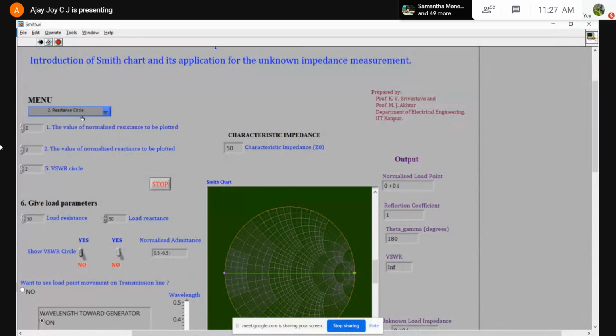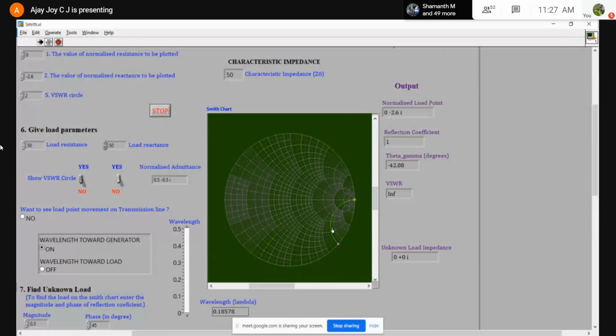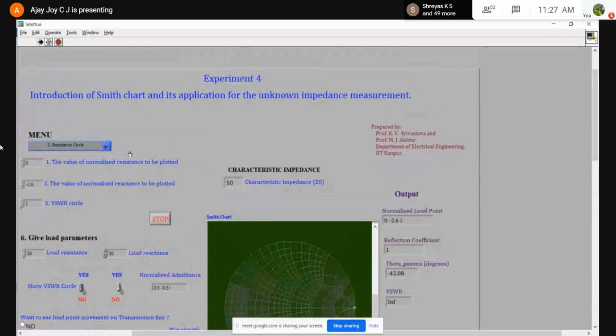If reactance circle, if we see, sir, here we can see that if we consider only negative reactance, the arc will be downwards, and if we take both resistive and load point.